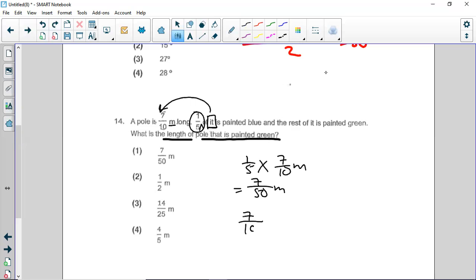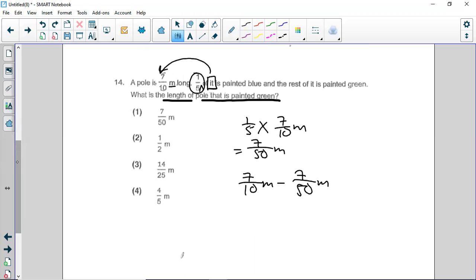Then now you take 7/10 meter minus 7/50 meter. Now you can minus the fractions because the fractions now have meters in front, so they are the same. So you make the denominator 50: 10 times 5, 7 times 5. And now you can minus the other fraction. So 35 minus 7 will be 28/50 meters. But there's no such answer in the options, which means that you have to write it in the simplest form.